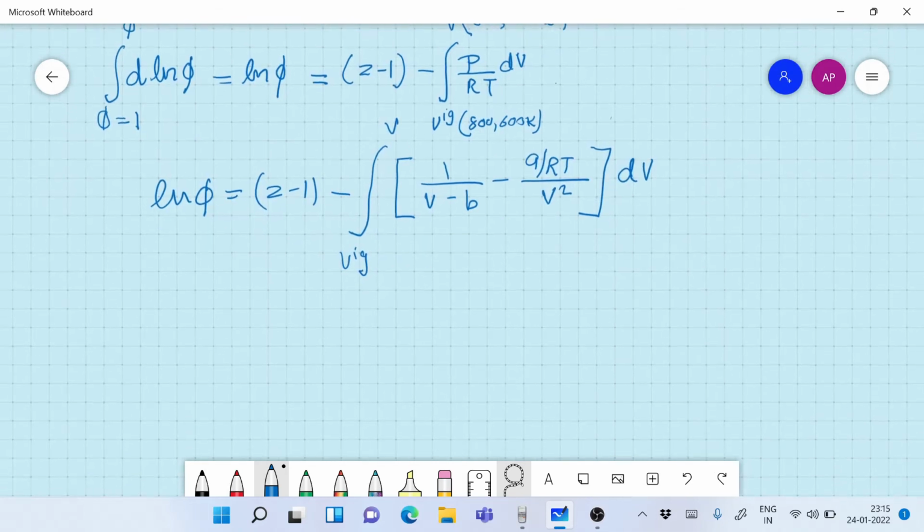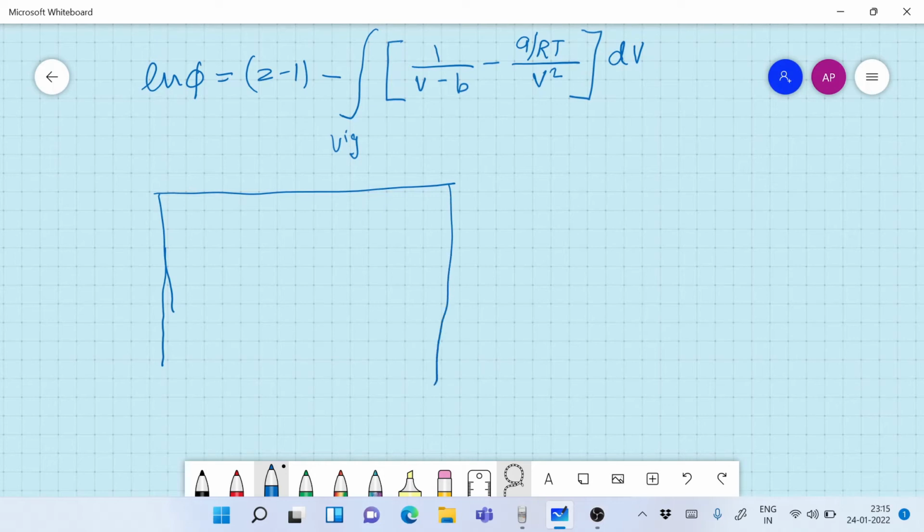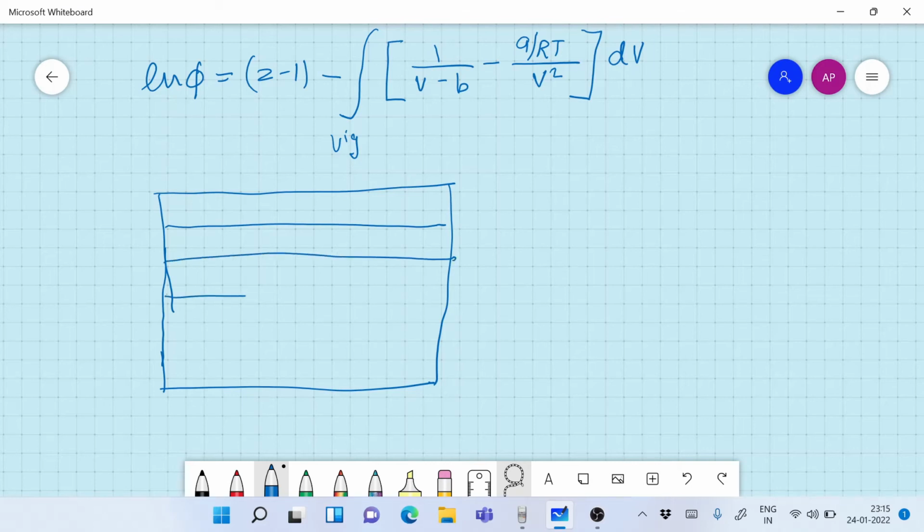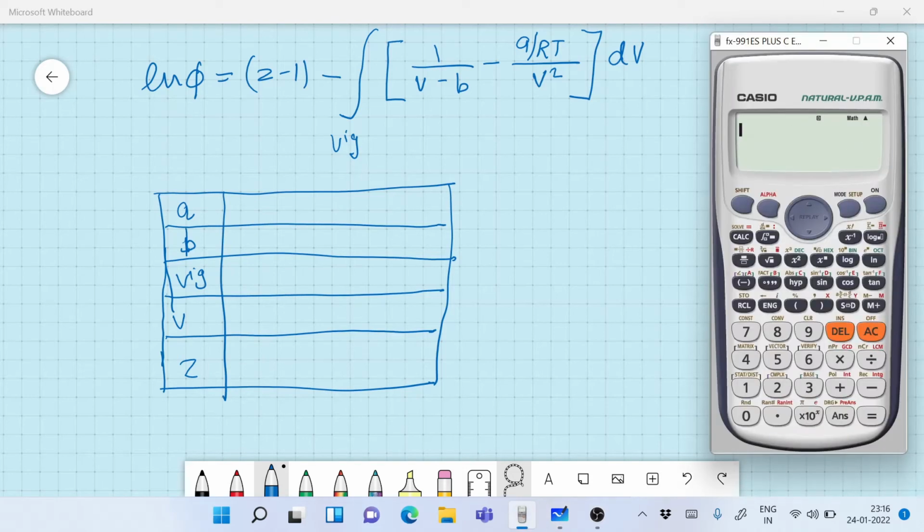Okay, so let's start the calculation one by one and let's tabulate it so that we don't have difficulty in referring back to it when we want it. So that's going to be the value of A, the value of B, the value of V ideal gas, the value of V, and the value of Z. So let's calculate these values one by one now.